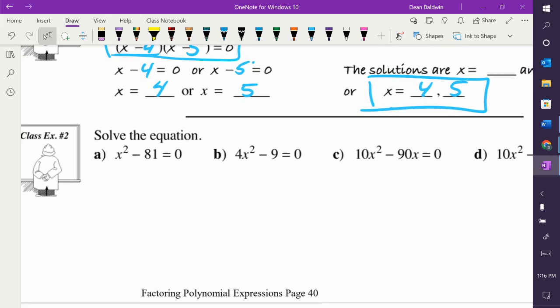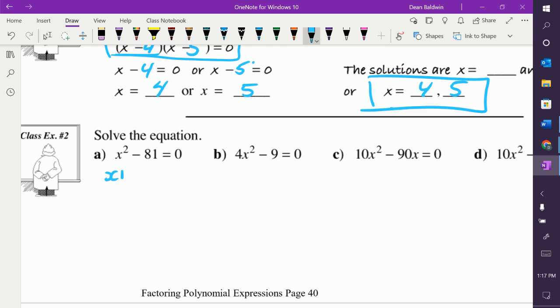So let's look at this one. x squared minus 81 is equal to 0. The first thing you ask yourself is, does the whole thing equal 0? Is it written that way? Yes. Okay, so then what do you do? You factor. What type of factoring is this? It's a difference of squares. So what's the square root of 81?